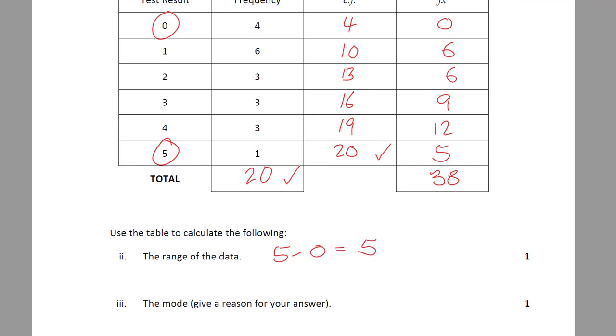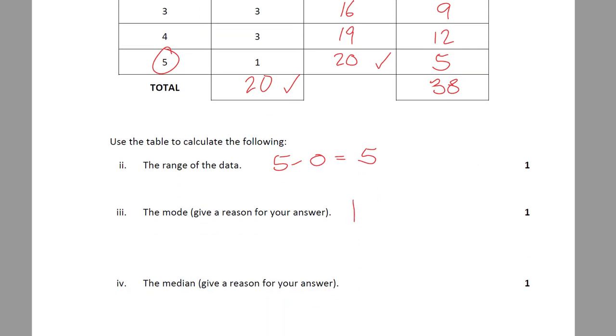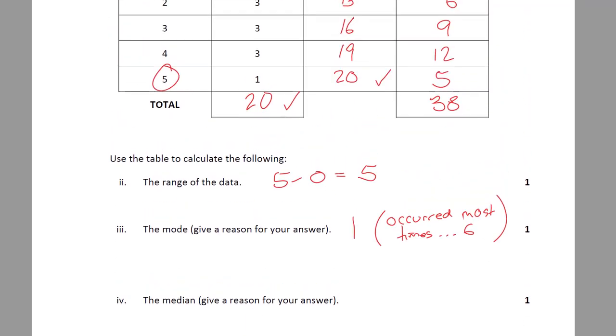The mode, and give a reason. Well, the mode is the most occurring, as in the highest frequency. The highest frequency was 6, which doesn't mean the mode is 6. It means, what score happened 6 times? 1 did. So the mode is 1. The reason doesn't have to be an essay. The reason is it occurred most times, and I'll be so kind as to even say 6 times. Yep, that'll do.